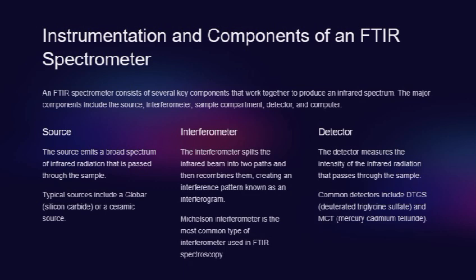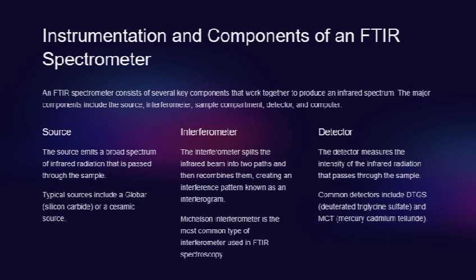The major components include source, interferometer, sample compartment, detector, and computer. The source emits a broad spectrum of IR radiation that is passed through the sample. Typical sources include a globar, silicon carbide, or a ceramic source. The interferometer splits the infrared beam into two paths and then recombines them, creating an interference pattern known as an interferogram. Michelson interferometer is the most common type of interferometer used in FTIR spectroscopy.